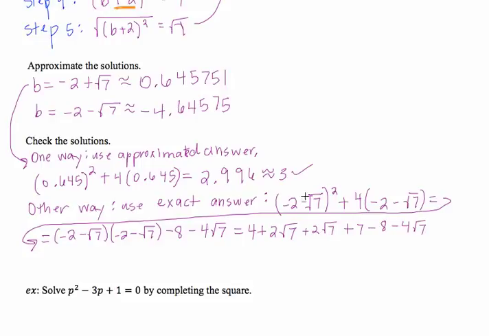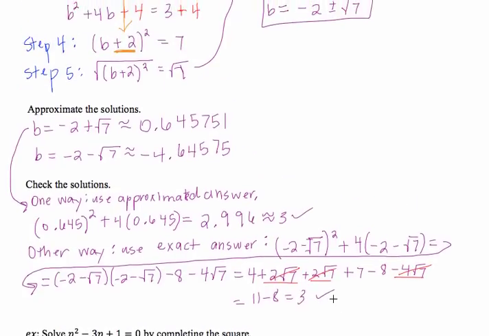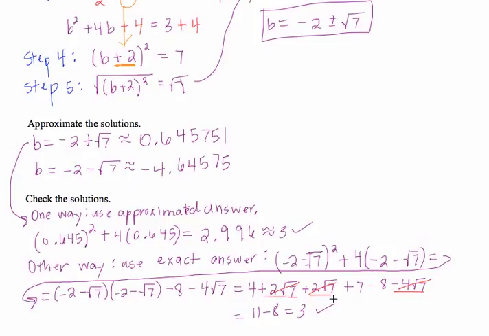And let's see, all the radicals should go away. We have 2 radical 7 plus 2 radical 7 minus 4 radical 7. Those are all like terms, so we can add the coefficients 2 plus 2 minus 4 to get 0. Those all cancel. And then the numbers we're left with are 4 plus 7, that would be 11. Minus 8 does give us 3, so that is correct. So those are two ways you can check your answer using this method.